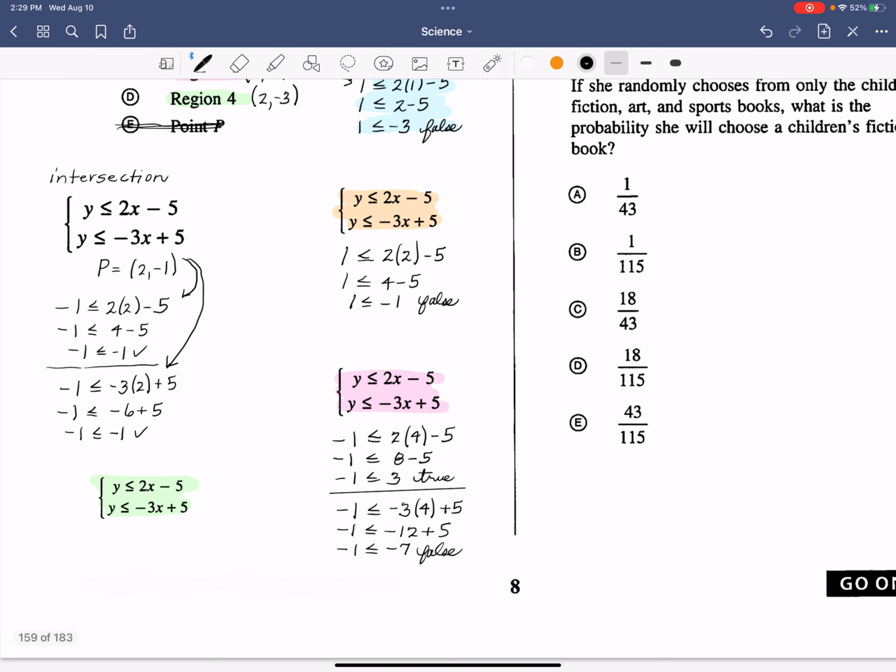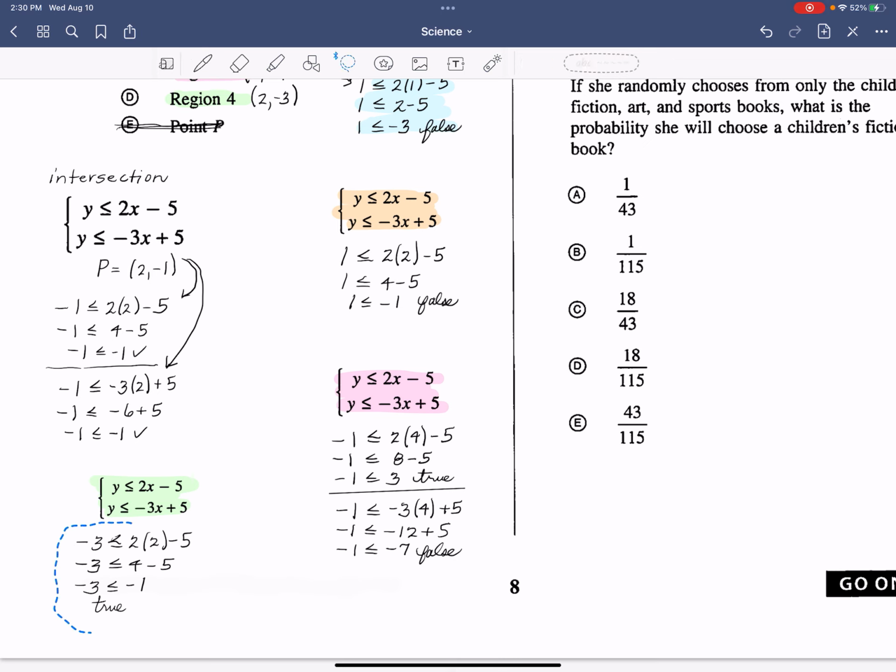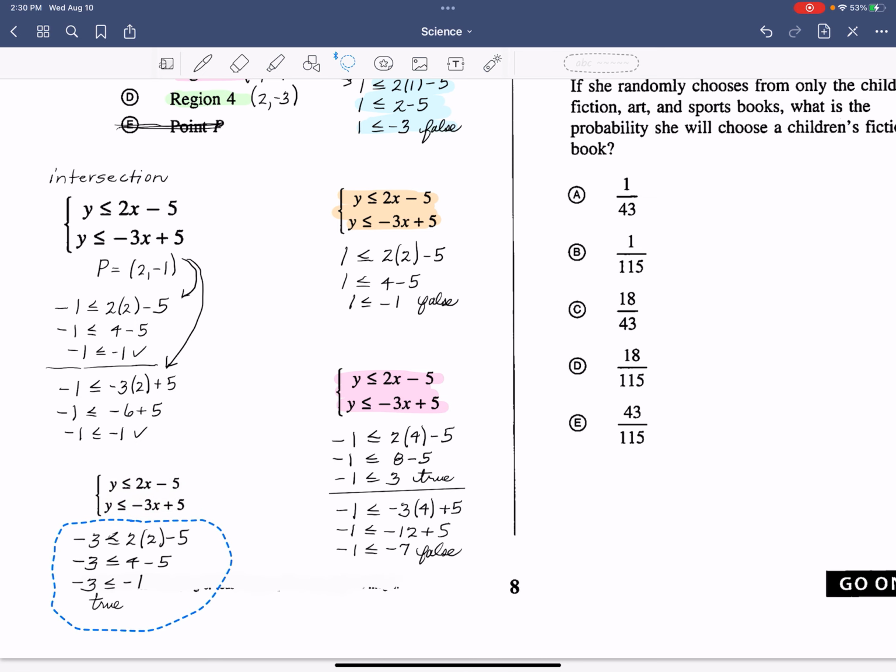So 2, negative 3. Negative 3 less than or equal to 2 times 2 minus 5. So negative 3 is less than or equal to 4 minus 5. Negative 3 is less than or equal to negative 1. Now, a lot of students are going to tell you that that's false because they're thinking of the absolute value. But negative 3 is further to the left than negative 1. So this is a true statement. And then let me test the other one. Remember, they both have to hold true.